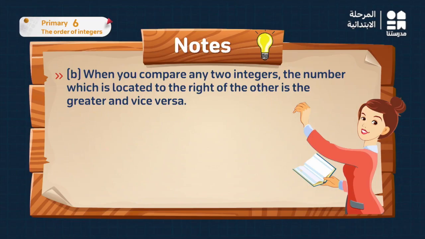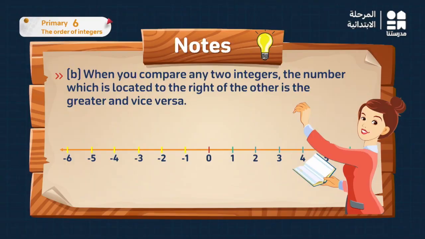Note number B says: when you compare any two integers, the number which is located to the right of the other is the greater, and vice versa. It explains that whichever number is on the right side is the greater one than the other, and of course vice versa. Let's explain this using the number line.